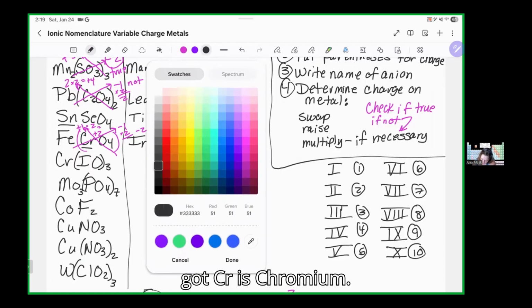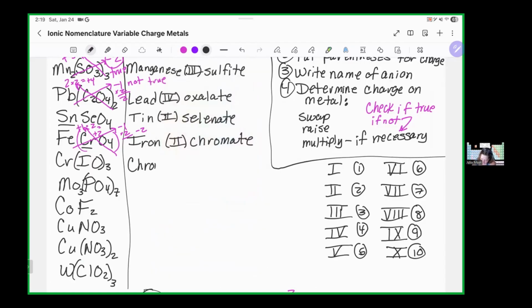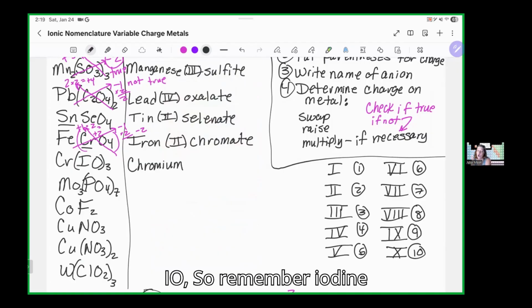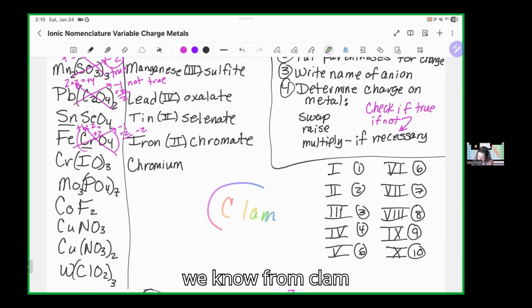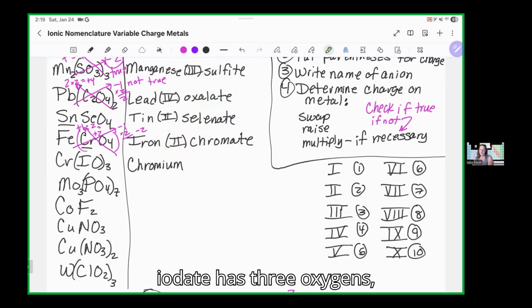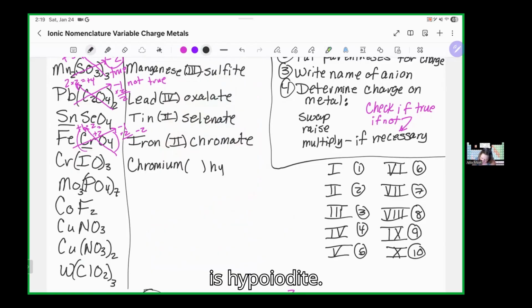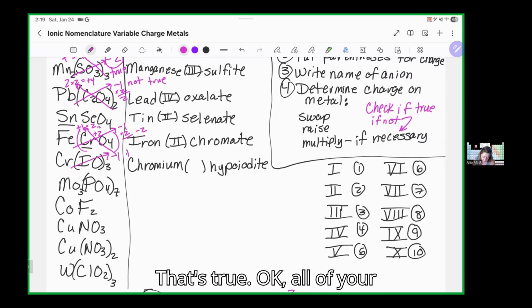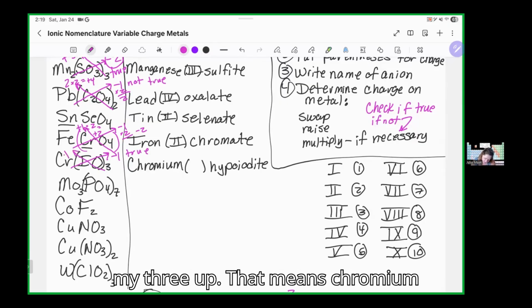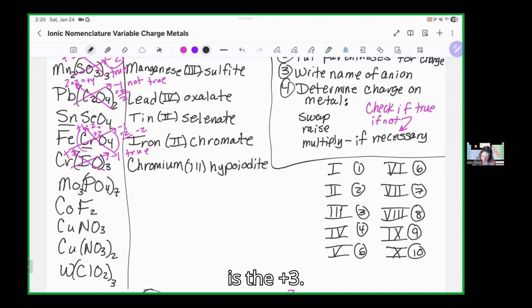Now I've got Cr, which is chromium, and IO. Remember iodine is a halogen, and we know from the halogen oxyanions that iodate has 3 oxygens, iodite has 2, and hypoiodite has 1. So that is hypoiodite. If we swap, I bring my 1 up here, -1, that's true. All of your halogens are -1. So I bring my 3 up. That means chromium is the +3.